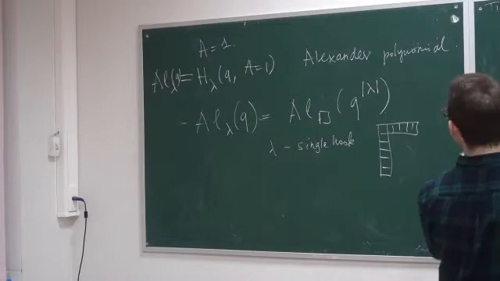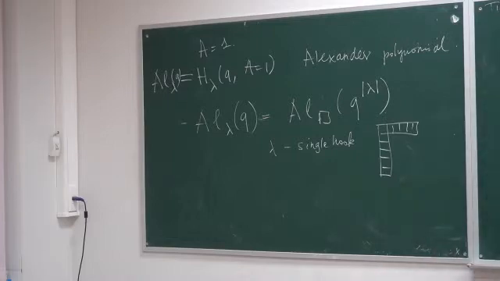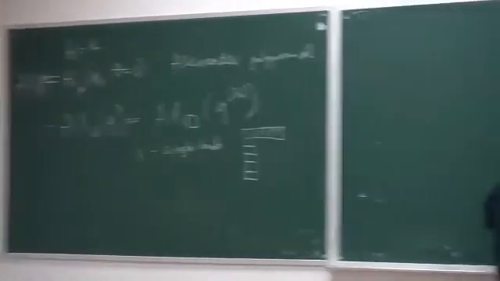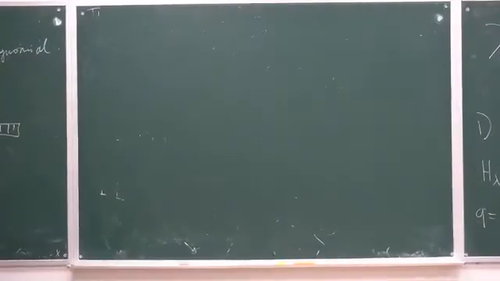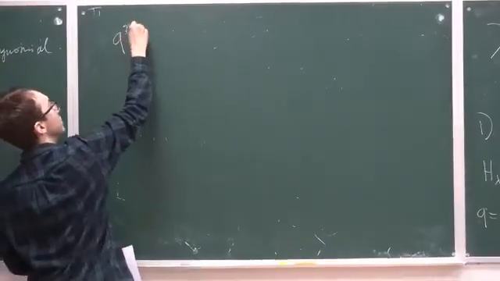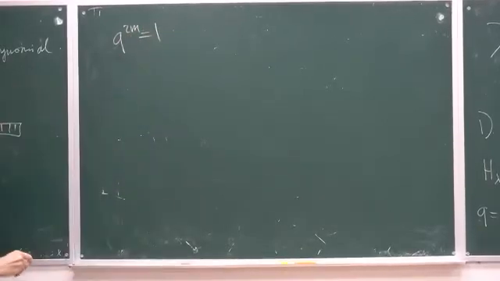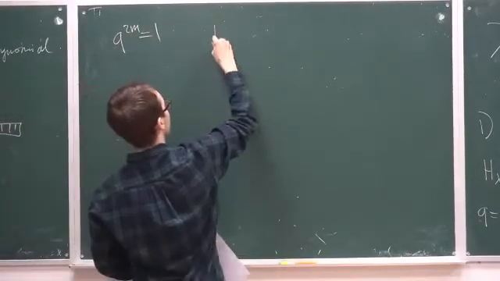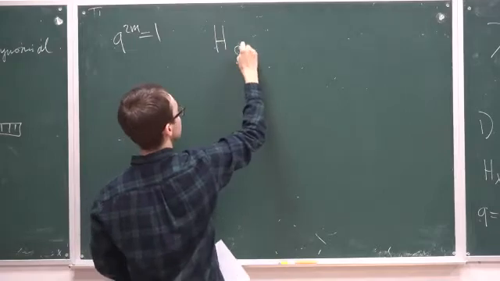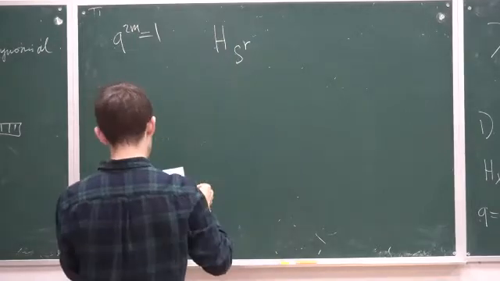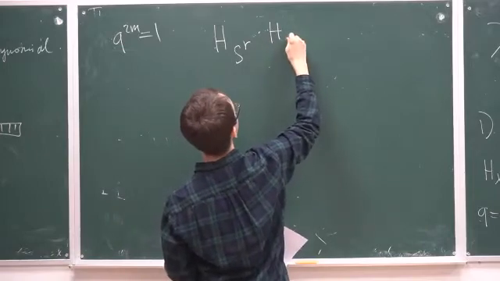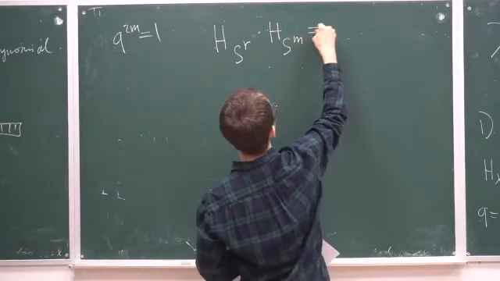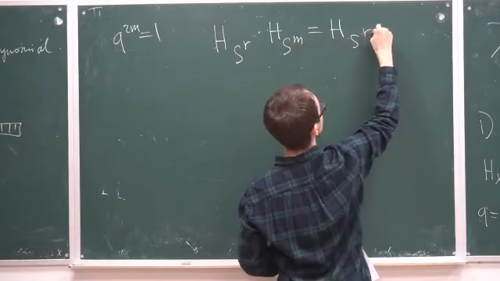And also, let's see what happens when Q is not just 1, but a root of unity. Quantum groups always behave very interestingly when Q is a root of unity. So Q to M is equal to 1. Then let's start with the symmetric representation. Then H S^R times H S^M is equal to H S^(R+M).